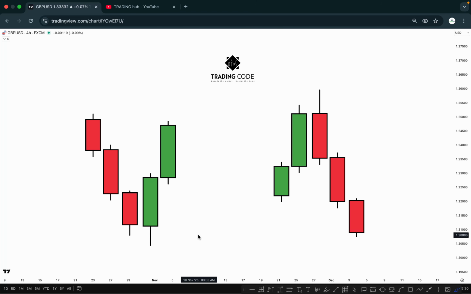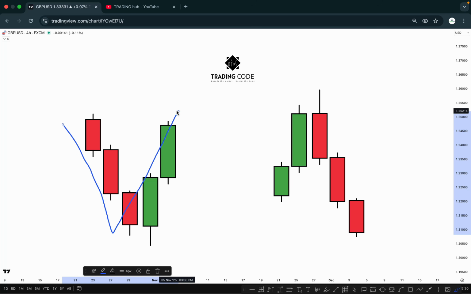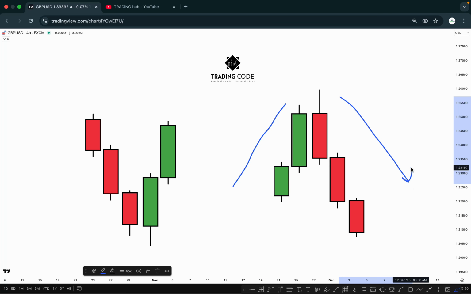Right now we can see we have two diagrams here. First one is here and second one is here. Let me show you exactly what the difference is between both diagrams. Both diagrams look similar, but the difference is only direction. In the first diagram, the market was first bearish and has now turned bullish. But in the second diagram, the market was bullish and has now turned bearish. So these are the two major differences between both diagrams.